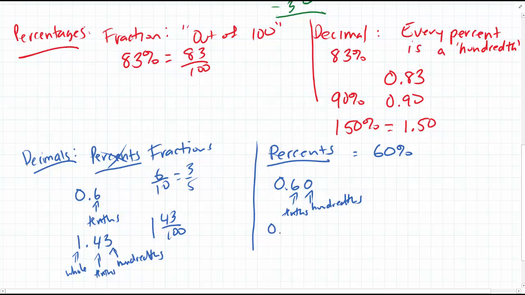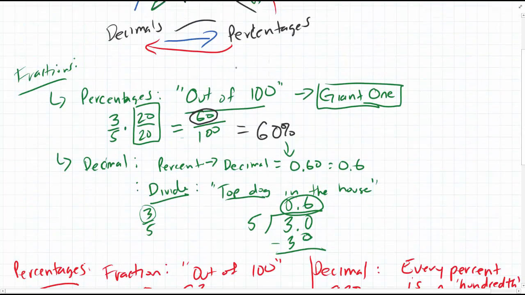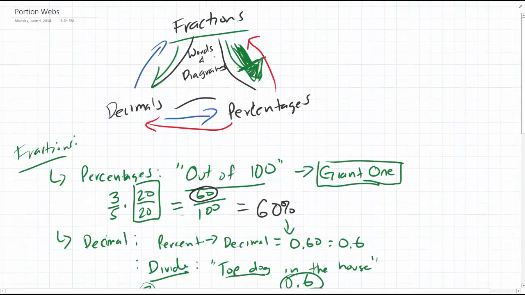If I have 0 and 4 tenths, that's going to equal 40%. Okay, this is the tenths, this is the hundredths, 40%. If I have 1 and 25 hundredths, this is the tenths, hundredths, I have 125 hundredths. That's 125%. Okay, so we actually looked at all the different conversions.